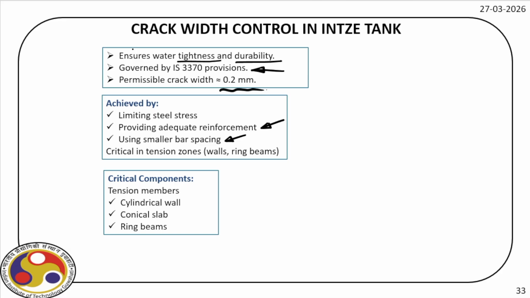Okay, and the critical components, so far as tension is concerned, are the cylindrical wall, conical slab, and the ring beam, right? And we have already discussed the detailing for these critical components. So follow all these design steps, and if you have any doubt, do let us know.